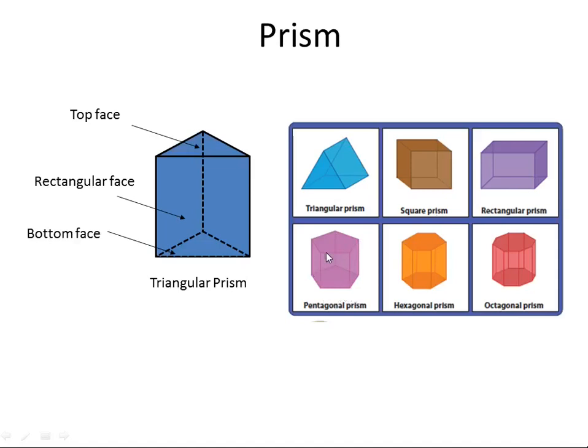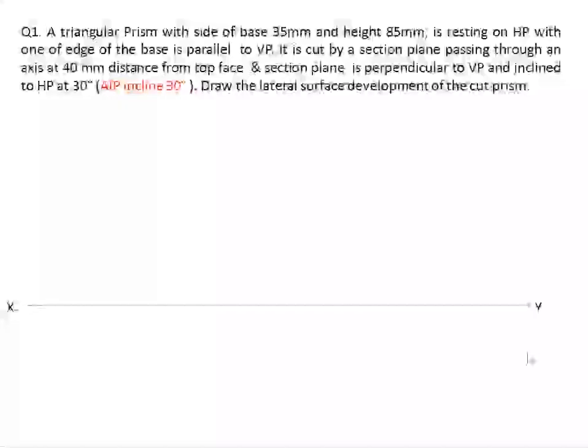These faces are connected by rectangular faces. In case of a hexagonal prism, the bottom face is a hexagon and the top face is a hexagon, and these are connected by rectangular faces. Now, in the next slide, we are going to study the development of the cut section of the surface of this prism.